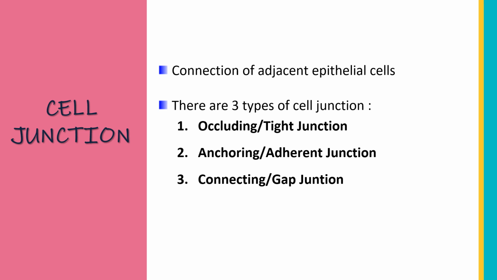Now move to the cell junction. Cell junction is the connection of adjacent epithelial cells. There are three types of cell junction. First, occluding or tight junction. Second, anchoring or adherent junction. And third, connecting or gap junction.